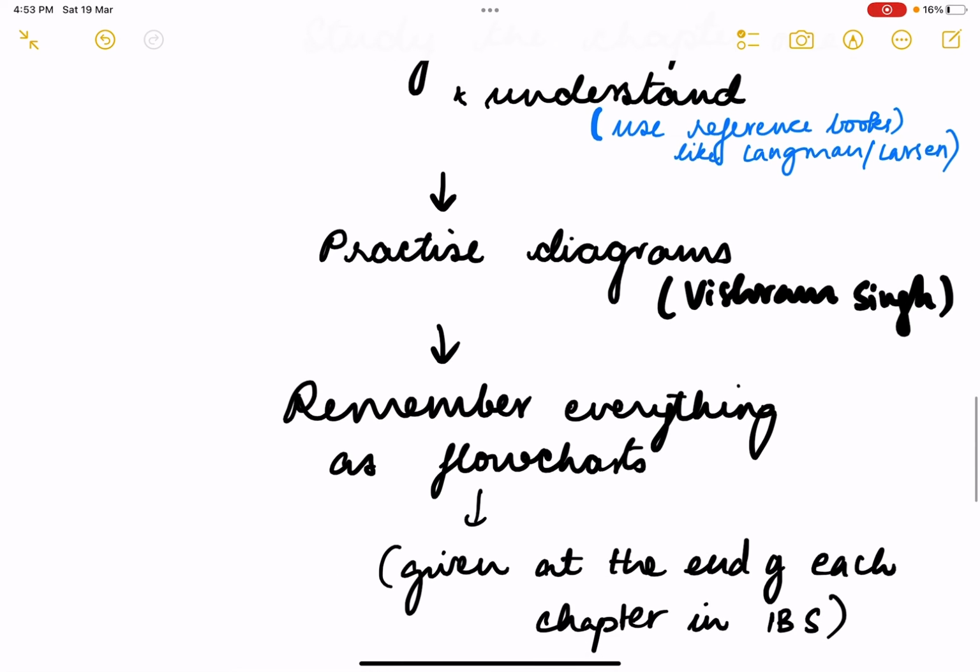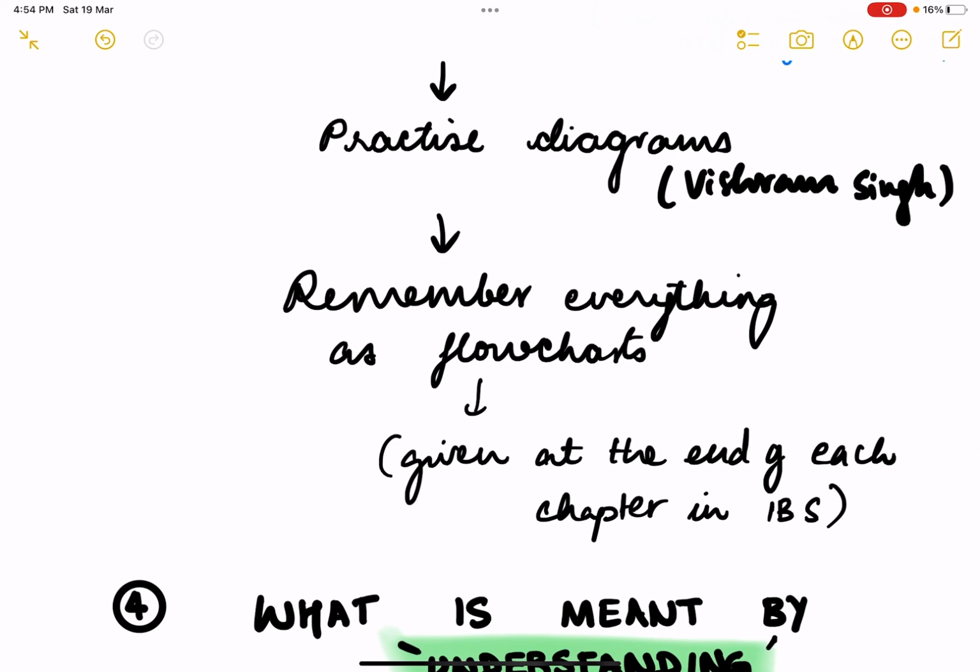Next, practice the diagrams. For example, if you're studying development during the second week, whenever you're studying the text, you should look at the diagram equally. So give importance to diagrams equally. If you just look at the diagrams alone, it will suffice for university exams, because they'll ask very few questions, right? So practice diagrams. For diagrams, I would recommend you to follow Vishram Singh. It's really good, easy to draw, easy to reproduce during exams.